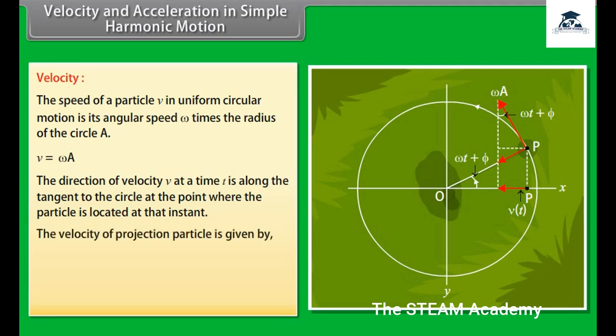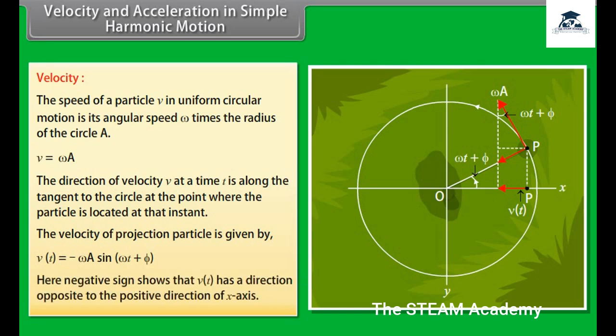The velocity of the projection particle is given by v(t) = −ωA sin(ωt + φ), where the negative sign shows that v(t) has a direction opposite to the positive direction of the x-axis.